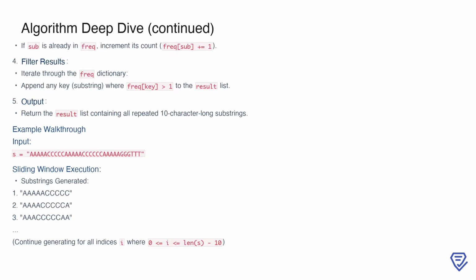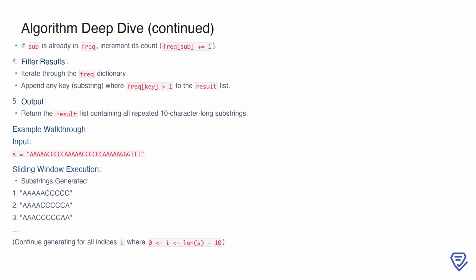In the sliding window process, if a substring is already in the frequency dictionary, we simply increment its count. After constructing the frequency dictionary, we filter the results by iterating through it and appending any substring with a count greater than 1 to the result list. Finally, we return this list of repeated substrings as the output.